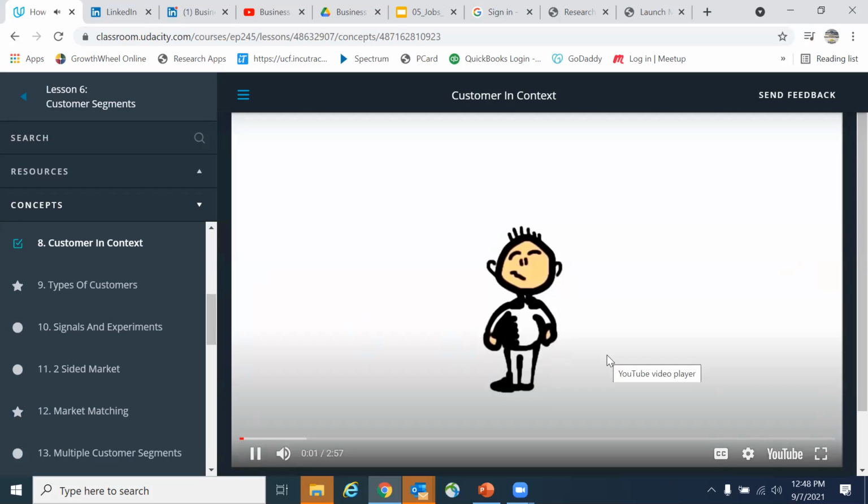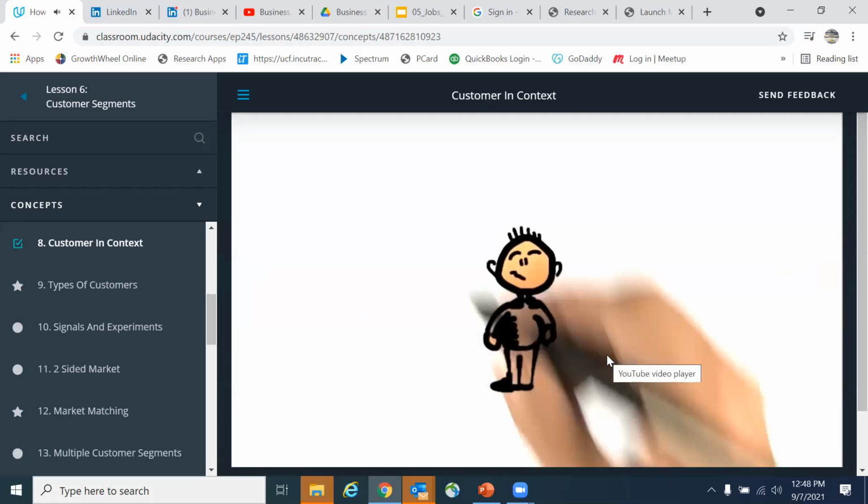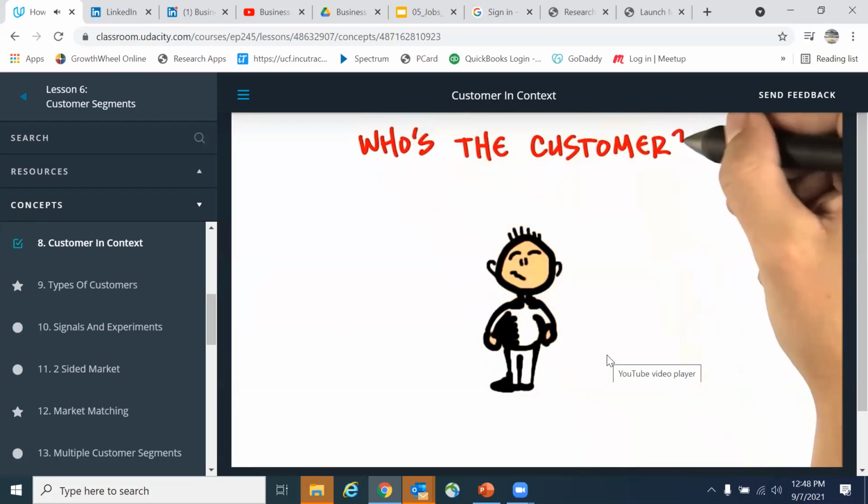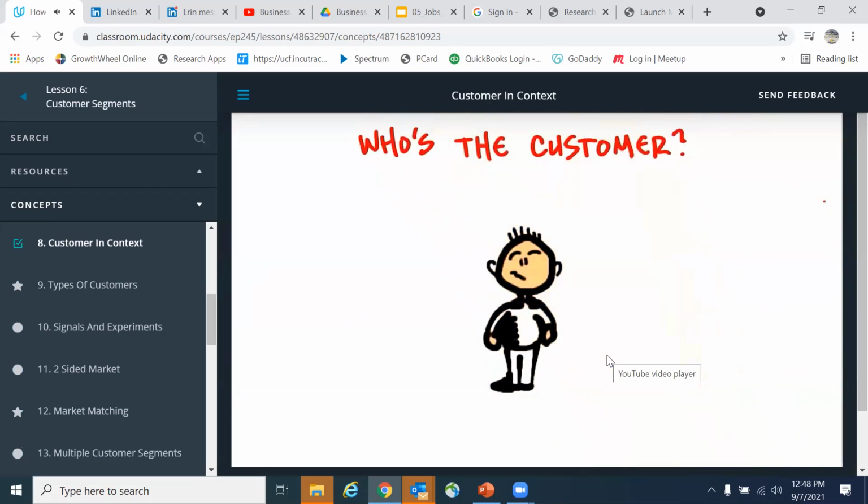There's some other things to consider in customer segments besides jobs to be done and pain and gain, and that is who's the customer? Well, gee, I thought we just defined the customer. It's the archetype, it's the persona. But sometimes who's the customer in context is really what we need to know.